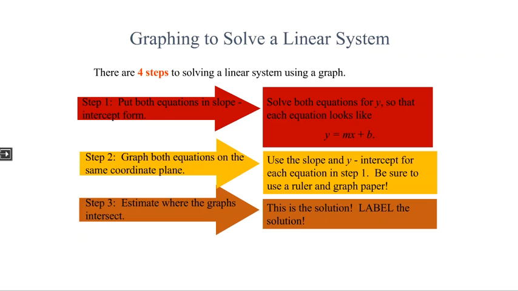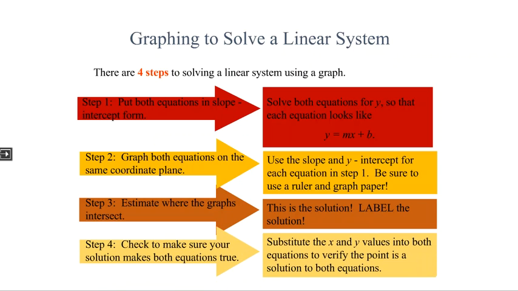Step 3 is to find where these graphs intersect. So if you draw your lines accurately, you should be able to accurately determine where they intersect. And that's your solution. And so your solution should be an ordered pair, an x and a y coordinate.